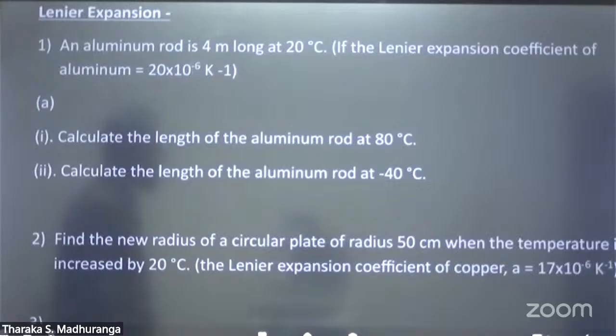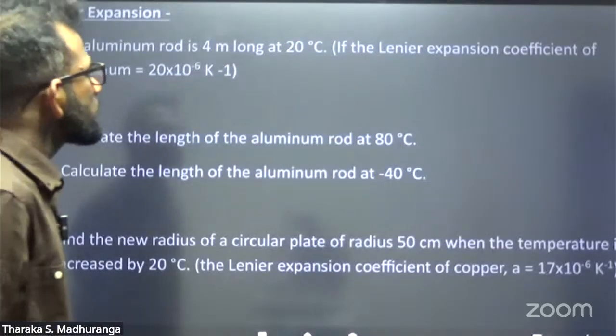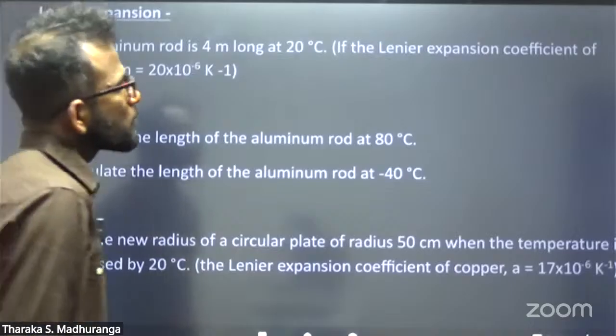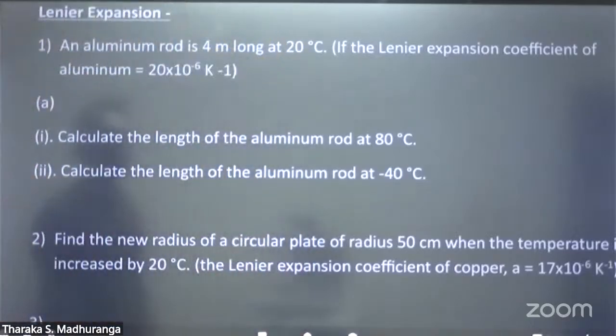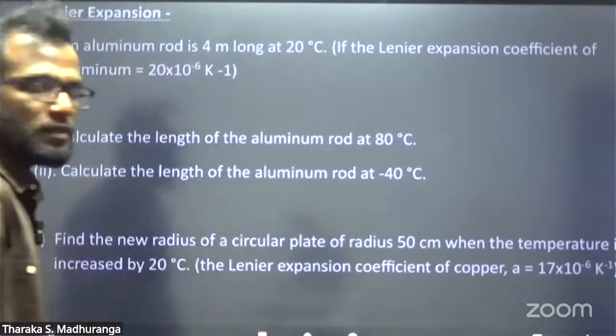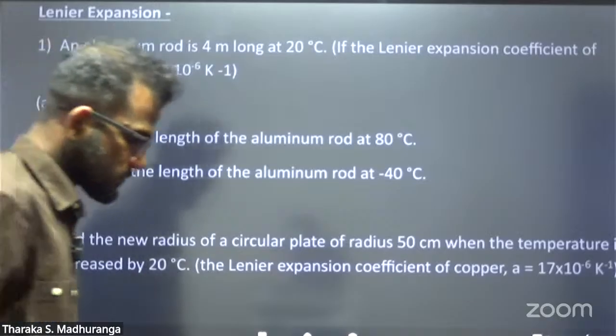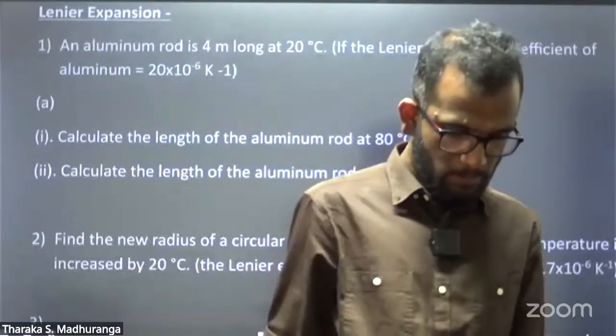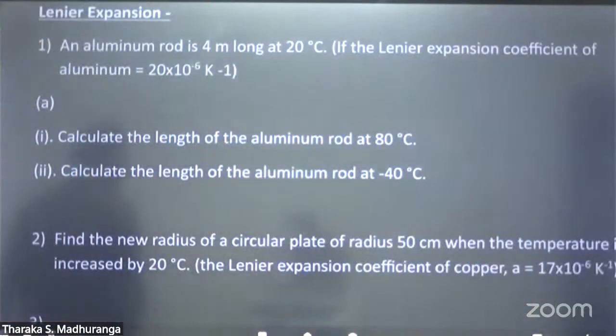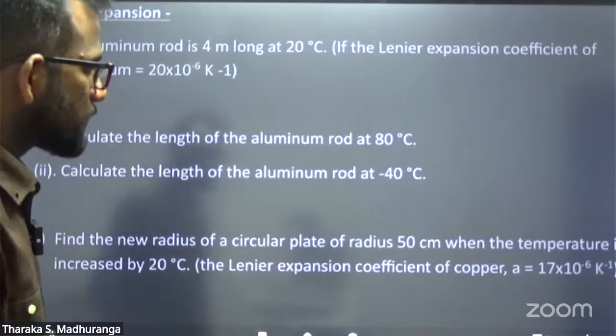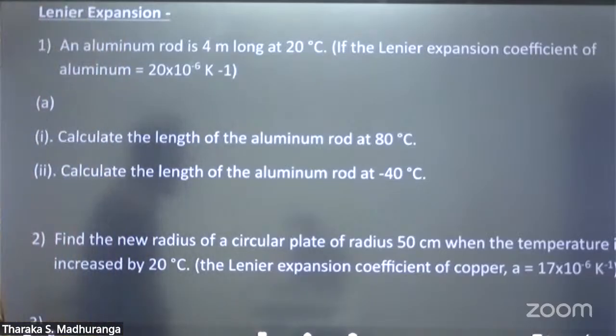Question number 1. An aluminium rod is 4 meters long at 20 Celsius. If the linear expansion coefficient of the aluminium is given, calculate the length of the aluminium at 80 Celsius. Okay, what, you got the answers? If you got it, you can send the length of the aluminium rod at 80 Celsius.